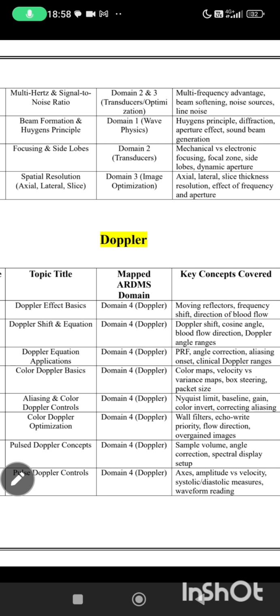What happens if the gain is low? What happens if the gain is high? What happens if the PRF is low? What happens if the PRF is high? You must see their images.